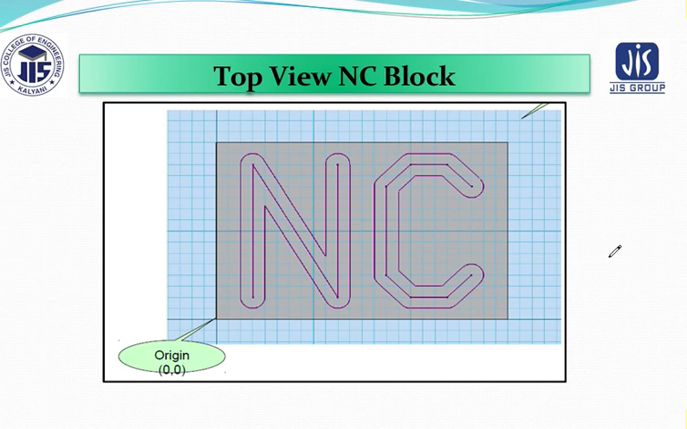So you just have a look here. The origin has been provided here. This is the origin. Now you are going to make an NC cutting. So your first coordinate will be this particular point. Your second point will be this particular point. Your third will be this particular point. Fourth will be this particular point.